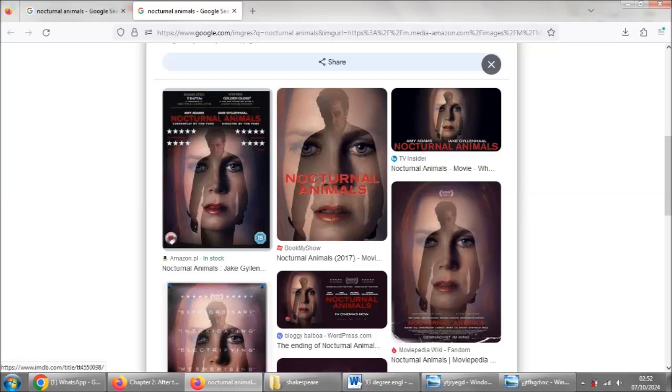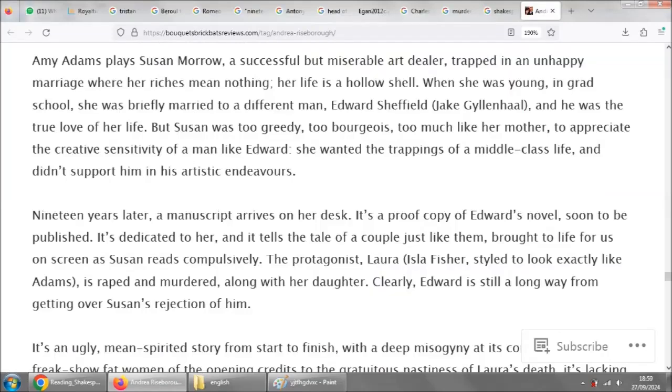And then what do we know about this film? In fact, you could read this. Amy Adams plays Susan Morrow, a successful but miserable art dealer trapped in an unhappy marriage where her riches mean nothing. Her life is a hollow shell. When she was young in grad school, she was briefly married to a different man, Edward Sheffield, and he was the true love of her life. But Susan was too greedy, too bourgeois, too much like her mother to appreciate the creative sensitivity of a man like Edward. She wanted the trappings of a middle-class life and didn't support him in his artistic endeavours.